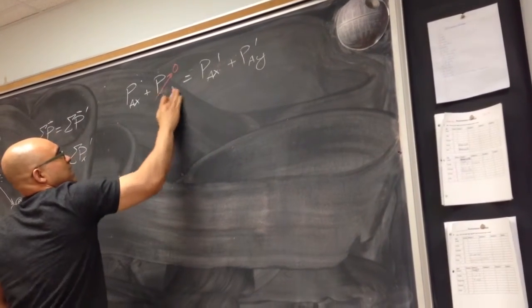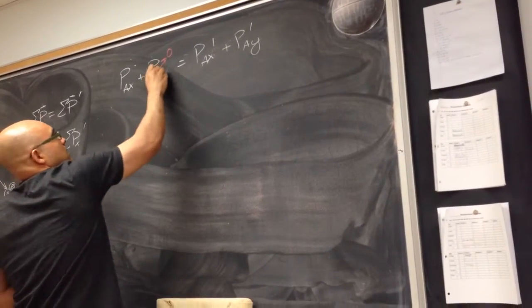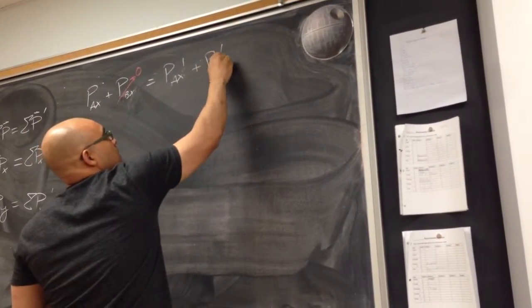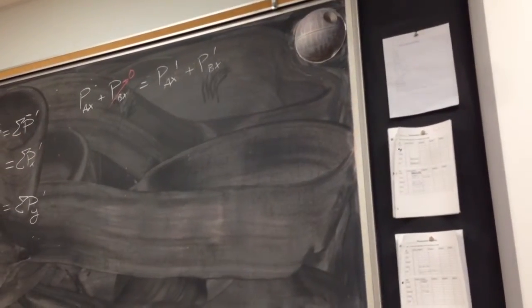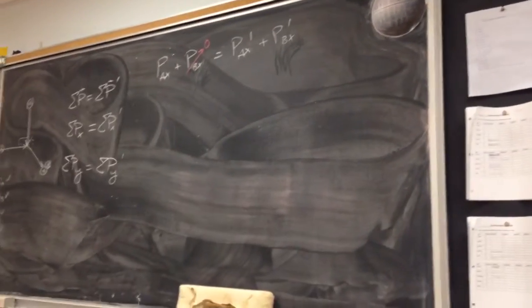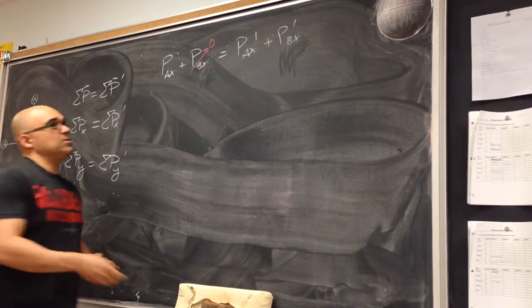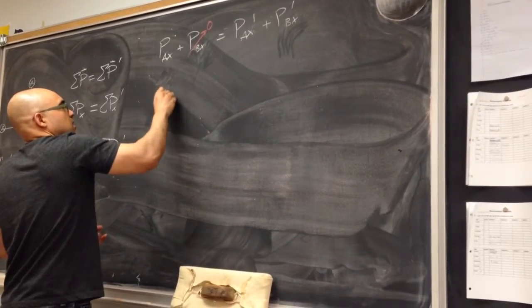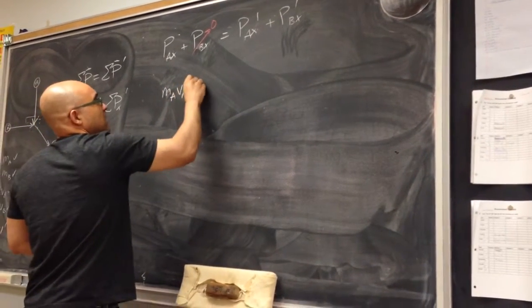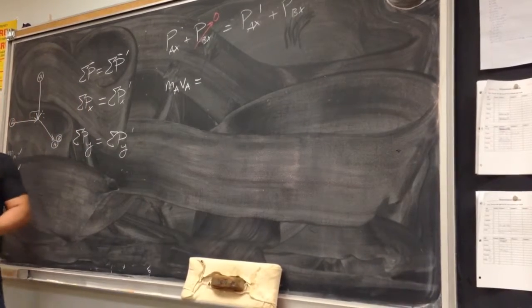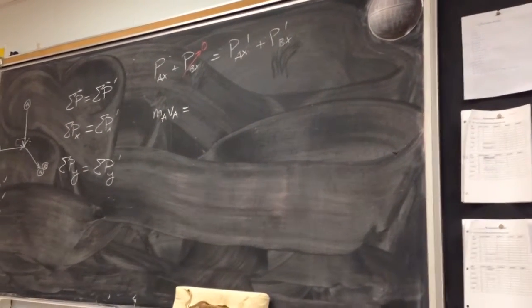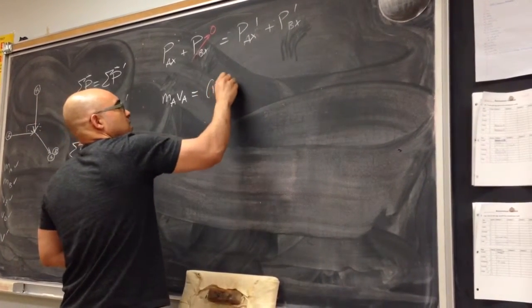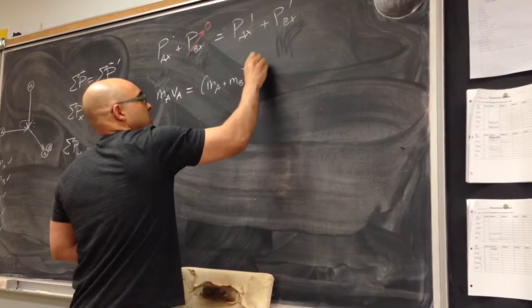Wait, no, I don't want that. This is BX. This is my bad. And after, they both have some component of x. In fact, after they're just a single object. So we can say MB VB equals, and that will just be the momentum of a single object, which has a mass of A plus B. So mass A plus mass B times V prime.